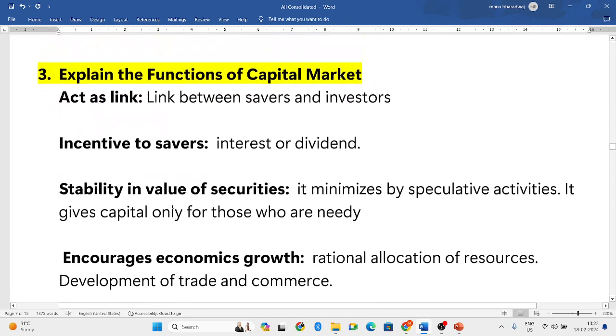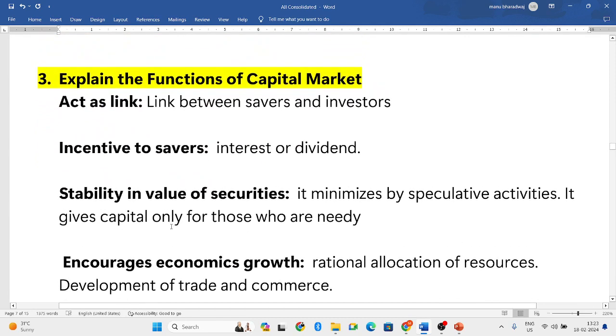Next question, we have functions of the capital market. It is a Section B question. It acts as a link. There are two kinds of people. One is savers and investors, the people who have the money and want to invest it. On the other hand, we have people who don't have money and require money. So between these two, the link itself is the capital market. In the capital market, people will come and invest the money, and people who want money will take that money for capital purposes. So it acts as a link between savers and investors.